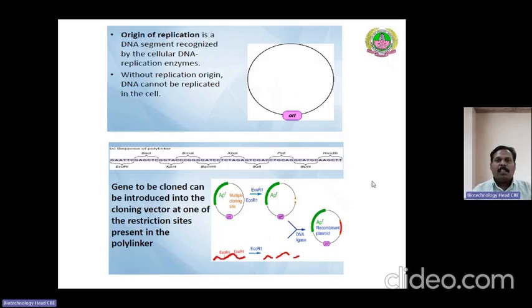And I have already told you that it is independent of the replication of the chromosomal component. Here you can see the MCS, a polylinker region. MCS is also called a polylinker region, which has a choice of restriction sites for cloning the foreign DNA.